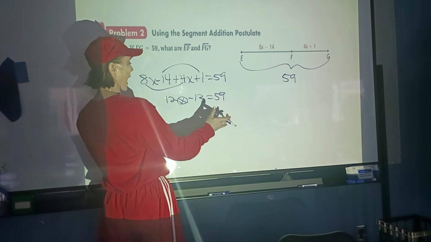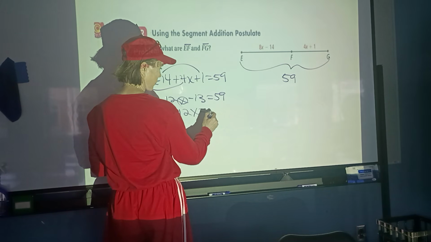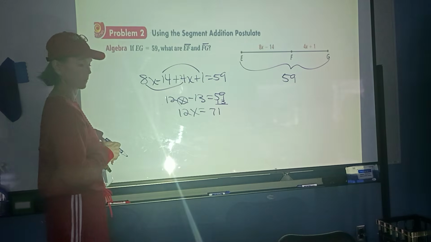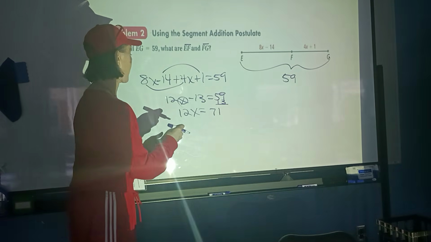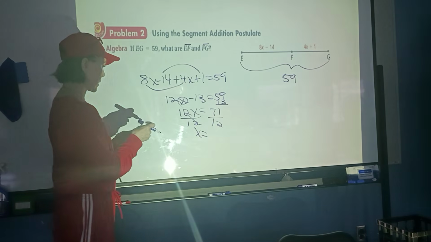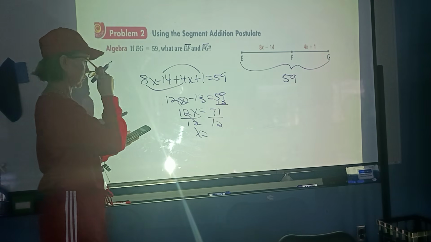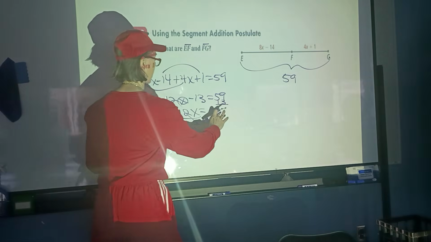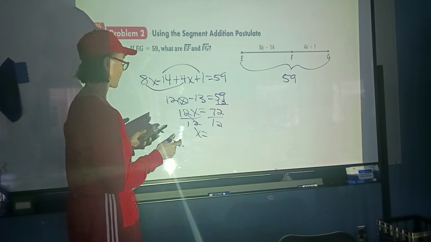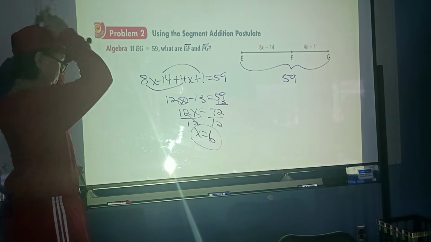Okay? We're going to add 13 to both sides. So we have 12x equals 71. Okay? And then divide by 12 on both sides. And we have x equals, wait a minute. Oh, sorry, 72. Sorry about that, 72. x equals 6.